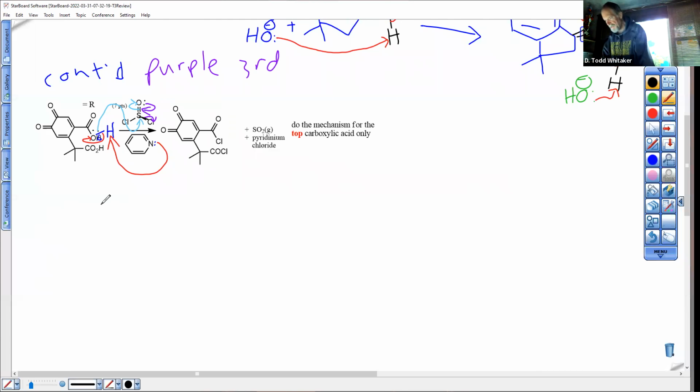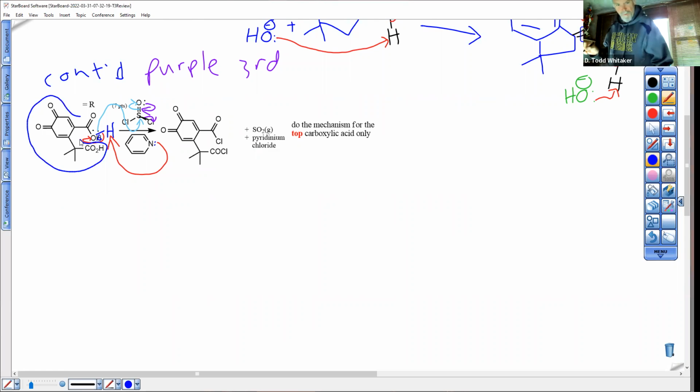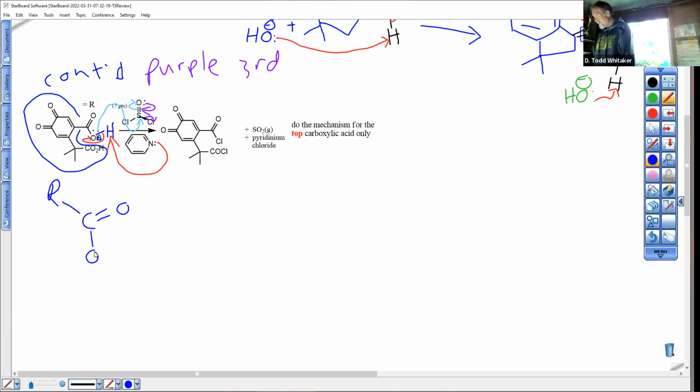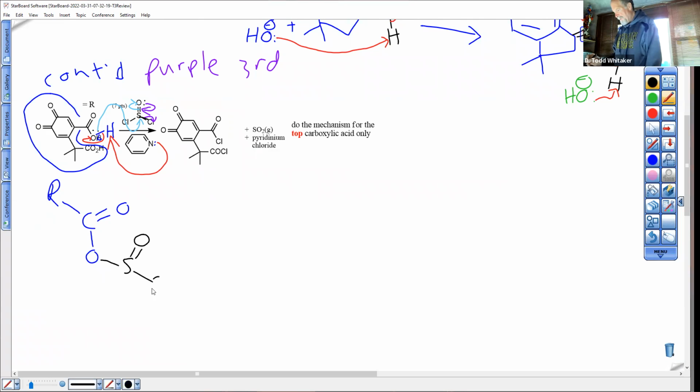Oh, the R. What was the R again? I have to redo my R. Edited, but I didn't finish. Oh, can't get rid of mechanism arrows. There we go. That's R. R, carbonyl, O is attached to sulfur. Double bond, Cl. We generated a Cl minus as well.